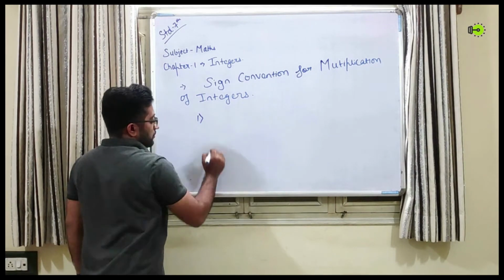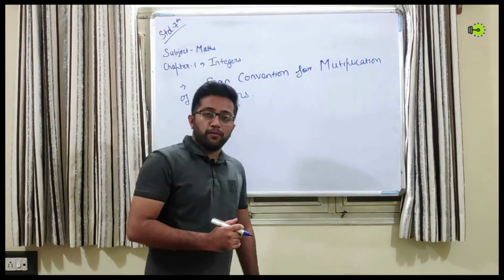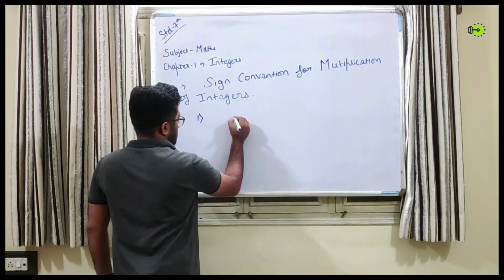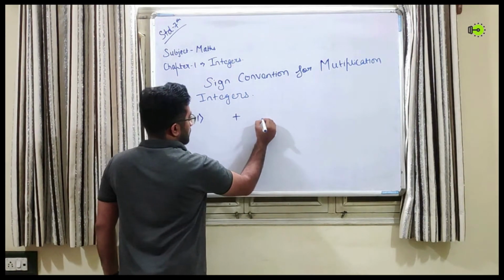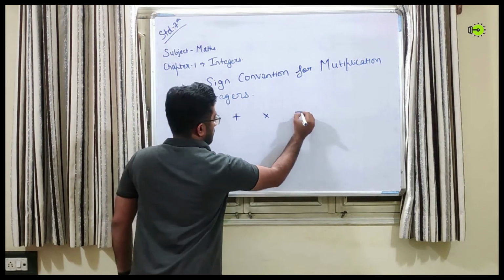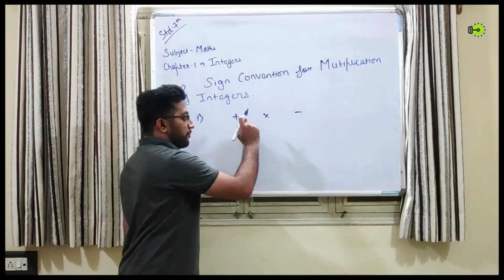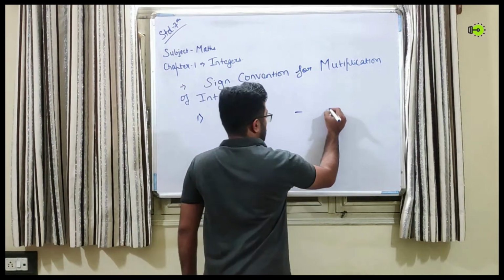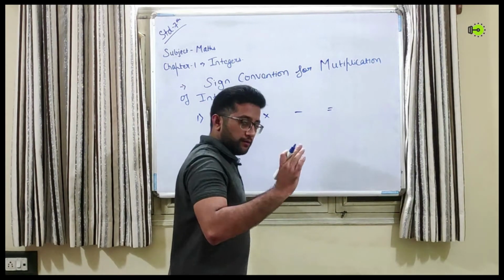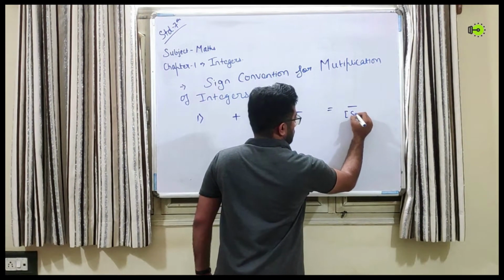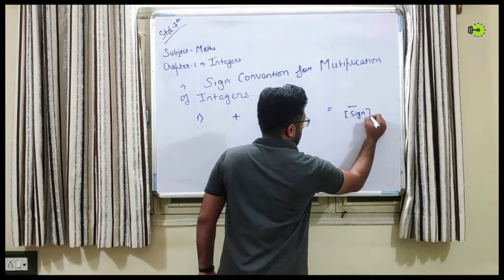The first rule for sign convention for multiplication of integers is, if there are two integers, one plus and the other minus, and the relationship between those two integers is multiplication, your answer will be minus. Here it is not subtraction but just the sign.